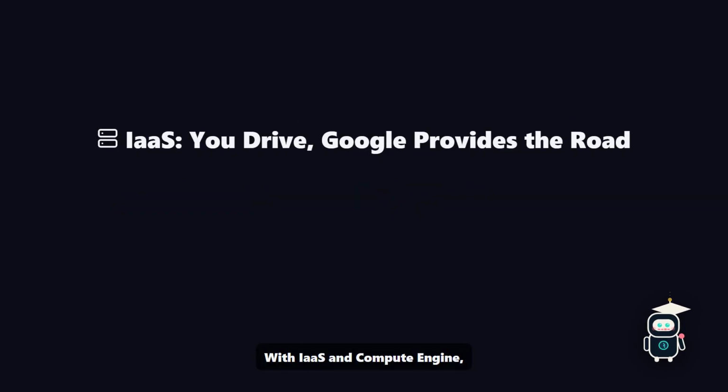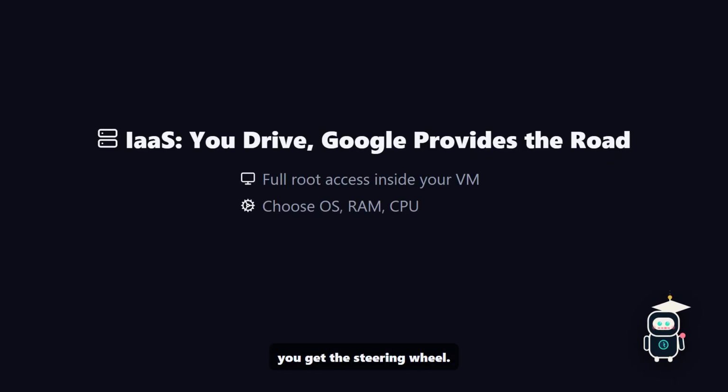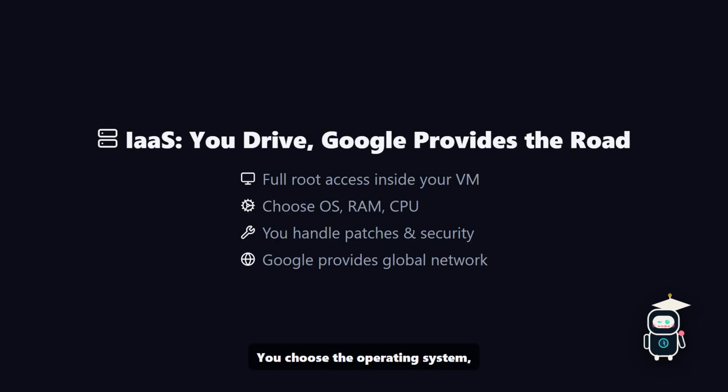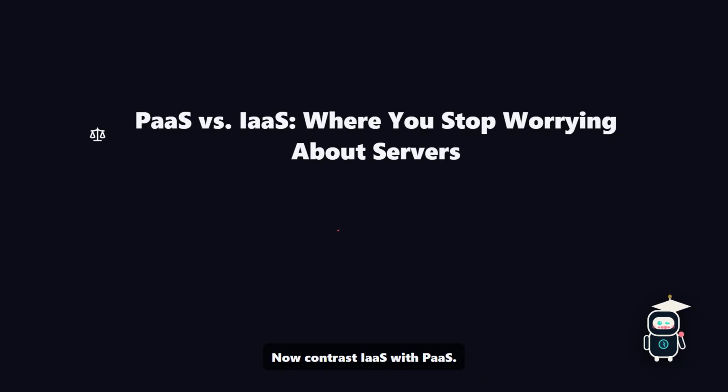With IaaS and Compute Engine, you get the steering wheel. You choose the operating system, the exact memory, the CPU count. Google provides the physical infrastructure and the global network. This is the model you use for lift and shift migrations, like taking a legacy .NET app running on Windows Server 2019 with a very specific configuration and moving it to the cloud without rewriting anything. You handle patches, security updates, and software installation, but you also get complete control. Now contrast IaaS with PaaS.